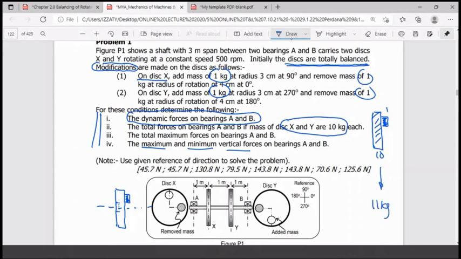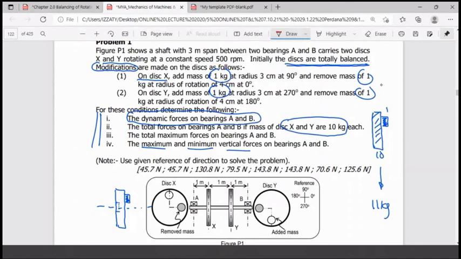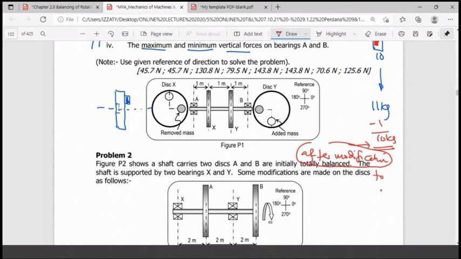11 kg, correct? But suddenly you make a hole, or you drill it, and you remove a mass here. You remove 1 kg, so minus 1 kg, it becomes 10 kg. Okay, so this 10 kg, the final one after modification, remember this one. After modification, to be used, write down in the notes, to be used in static analysis.